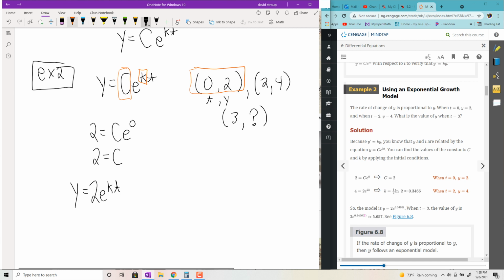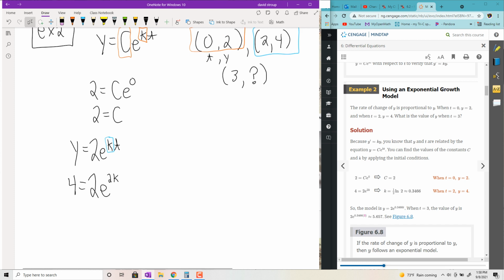Okay, now I want to solve for the constant k. So the first step, I got the c value. Now I want the k value. And I could use the second initial condition to do that. So let's try it. I have 4 equals 2e to the 2k. And then I have an exponential equation and I need to solve. So divide both sides by 2. I get 2 equals e to the 2k.